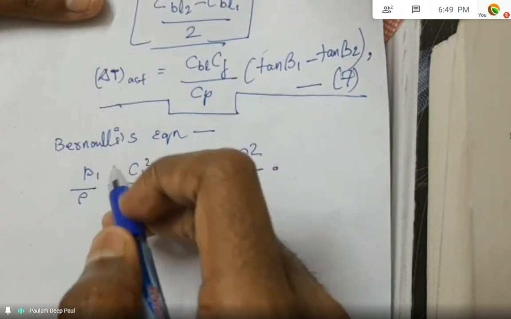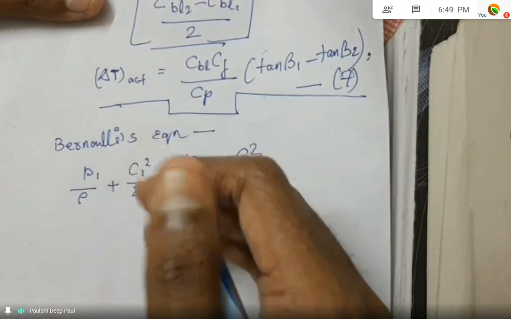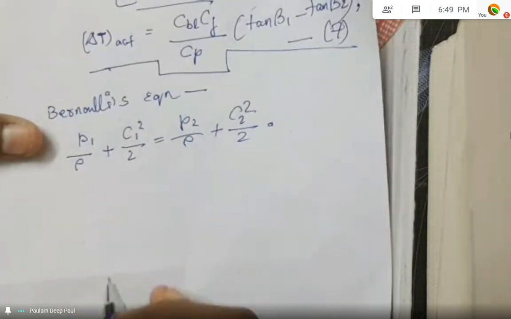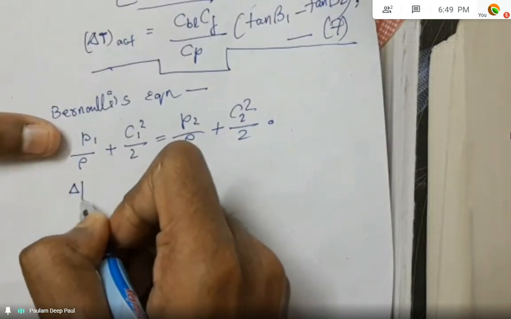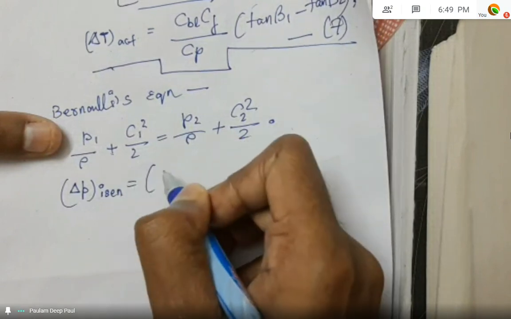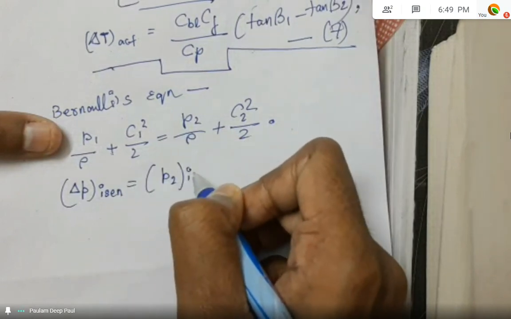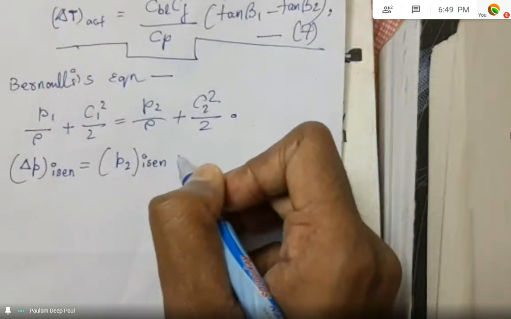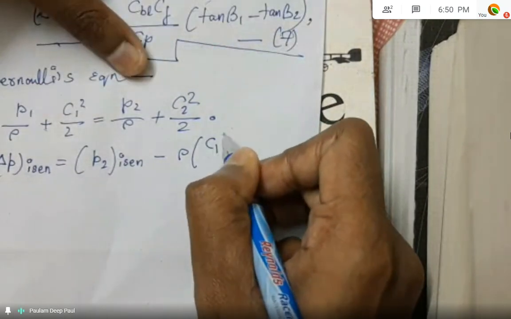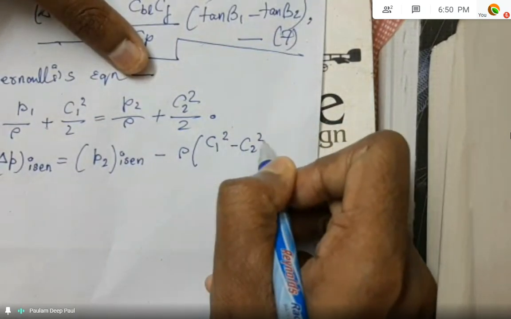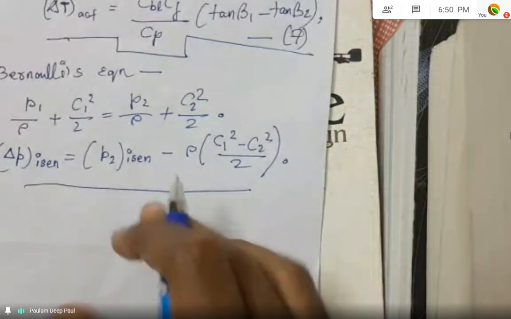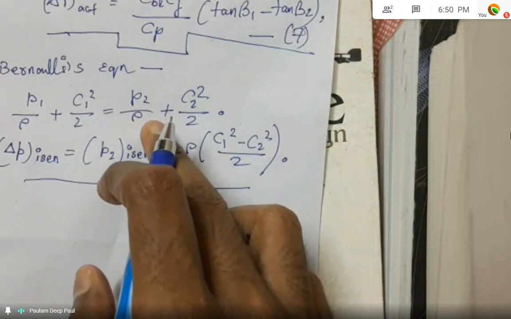Now, the isentropic pressure rise may be expressed in terms of the inlet dynamic head. We can write del P isentropic should be equal to P2 isentropic minus rho times C1 square minus C2 square by 2. This is a simple manipulation of the Bernoulli's equation that I have written here.